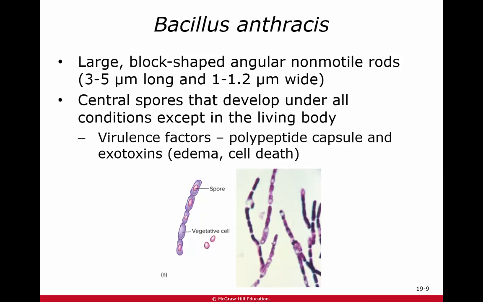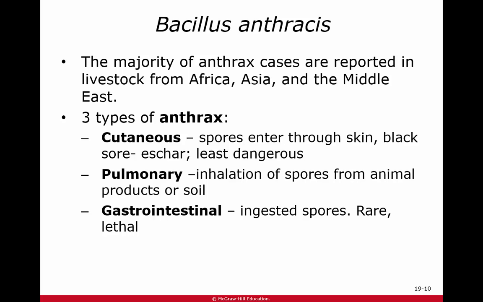Now, the Bacillus anthracis is a large block-shaped angular rod that is non-motile. And the virulence factors here, they have a polypeptide capsule and exotoxins that can cause edema and cell death. Most of the cases that are reported are from livestock, from Africa and Asia and the Middle East. But there's three types of anthrax. There's cutaneous anthrax, where the spores enter through the skin, and it's the least dangerous. There's pulmonary anthrax, where the spores are inhaled, and then there's gastrointestinal, where they're ingested, and this one is very rare, but it is lethal.